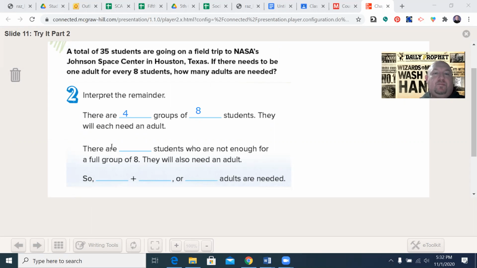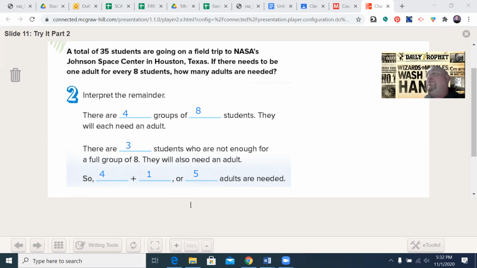They will each need an adult. There are 3 students who are not enough for a full group of 8. They will also need an adult because otherwise they're not going. And that would be no bueno. So we're going to need 4 plus 1 more adult. So we need 9 adults for this trip.